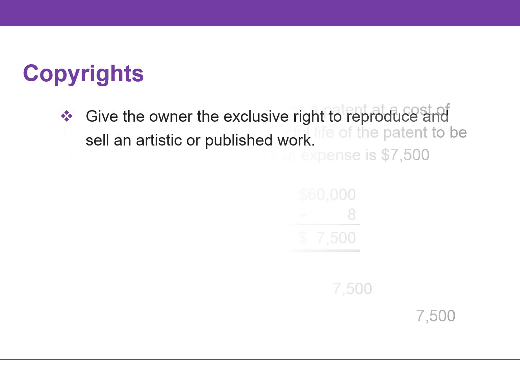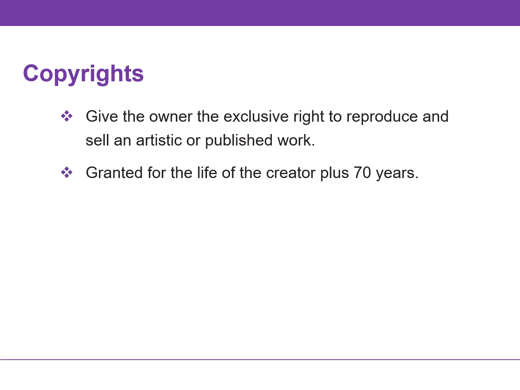The federal government grants copyrights which give the owner the exclusive right to reproduce and sell an artistic or published work. Copyrights extend for the life of the creator plus 70 years. The useful life of a copyright generally is significantly shorter than its legal life.